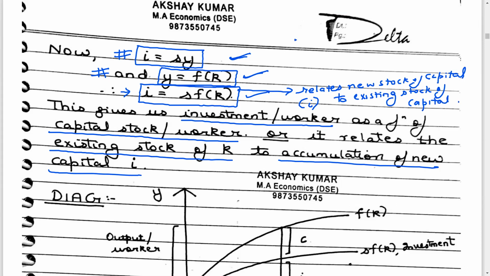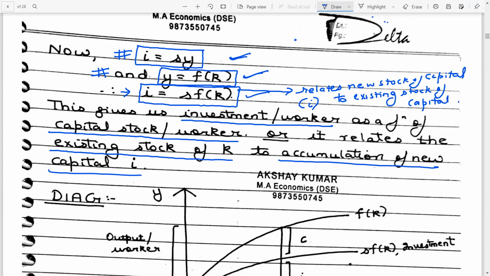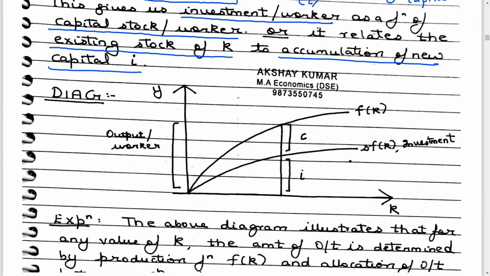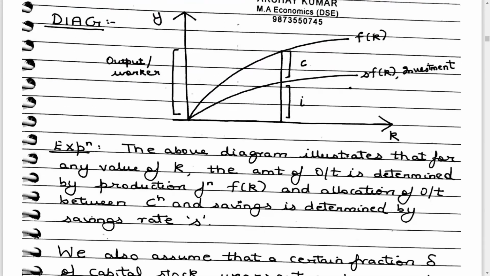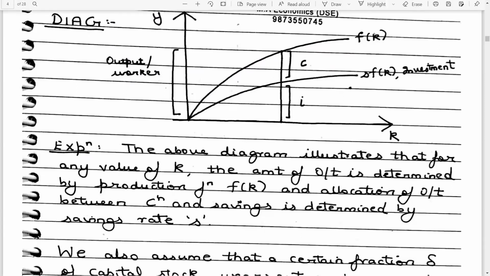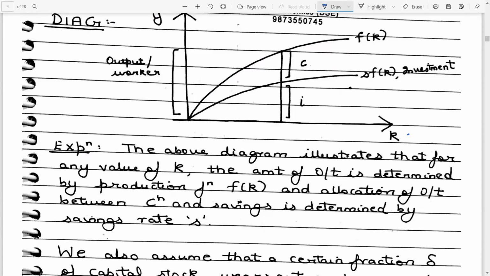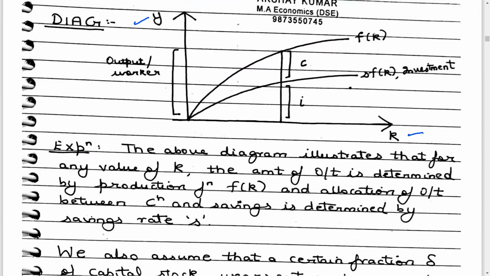Now guys, let's look at this particular concept diagrammatically. Let's look at the diagram. You can see on the horizontal axis capital stock per worker. On the vertical axis we have output per worker. The production function, you can see, is a concave production function which we have drawn.